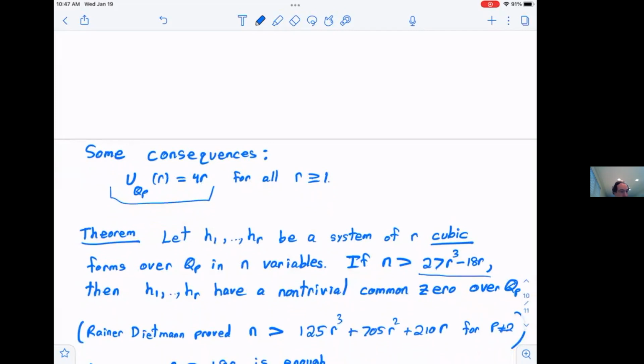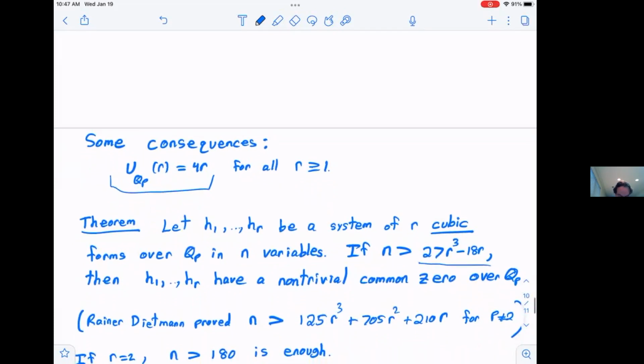So the best result up to now, as far as I know, would be Dietmann's result that if n is bigger than 125R cubed plus other stuff, and p different from 2. So that would be a nice consequence.